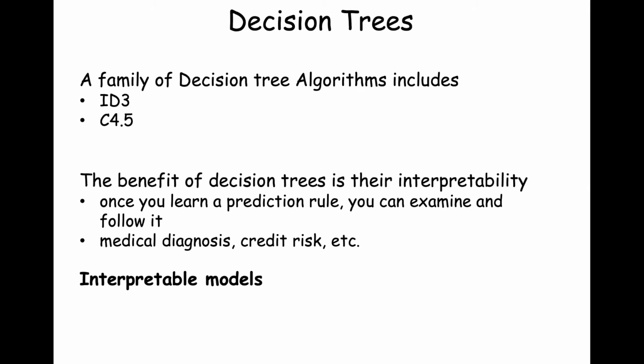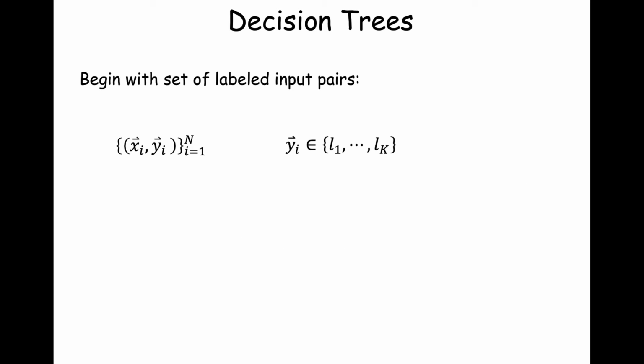All right, so the decision trees, there are families of algorithms that include something called ID3, which we'll talk about, and C4.5, which offers an improvement on ID3. And we'll talk about those in a little bit more detail. But the benefit of these classification models, our decision trees, is that they are interpretable. Once you learn a prediction rule, you can actually examine the prediction rule and follow it. So you can use it for things like medical diagnosis, for credit risk, etc. And so the real value here in decision trees, not only are they good classifiers, but they're also interpretable. You can use it to implement policy that you should follow to achieve some end. All right, so let's take a look.